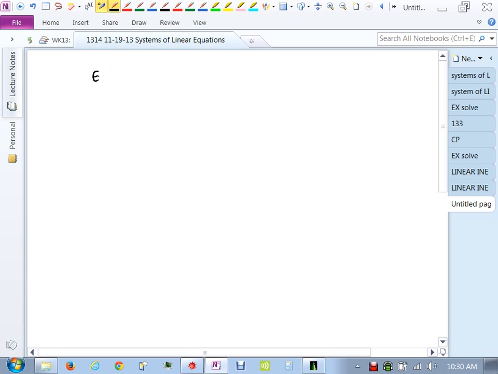How about solving, did I go too fast or are we good? How about solving this? X plus y greater than 10. Now that's almost the same problem, isn't it?